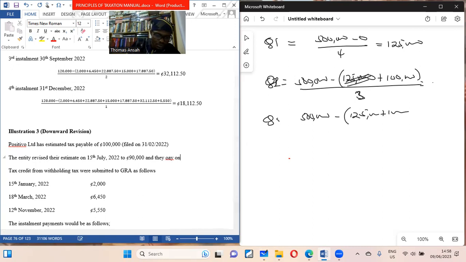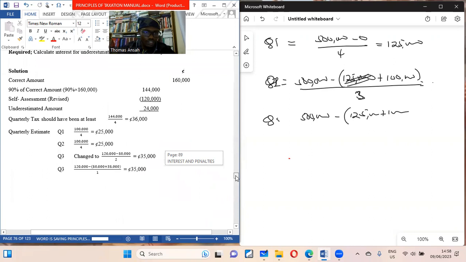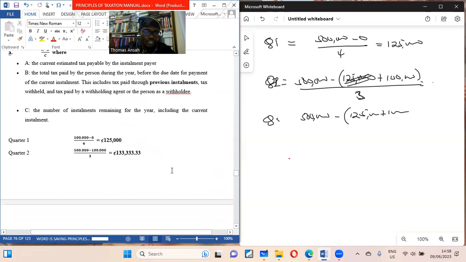So it means that the calculated figures were paid on due date. And that is why I could see clearly in this current example that the only payment they were making was the 100,000. All right. So the only payment they made was that.